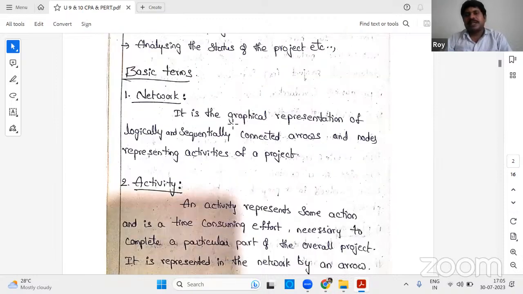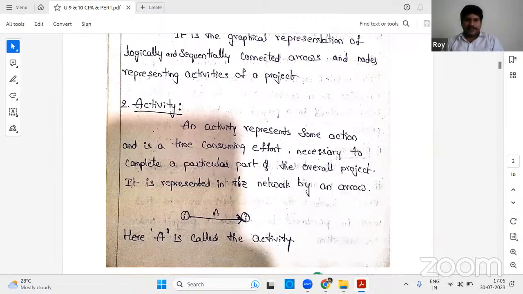Now, network. What does a network mean? A graphical representation of logically sequential connected arrows. First task, next one this, next one this, next one this. Completely, then it will be covered. Right? It shows arrows and nodes representing the activities of the project.